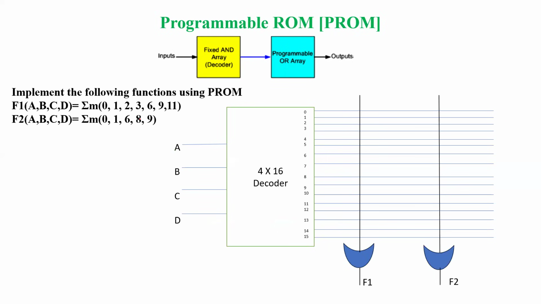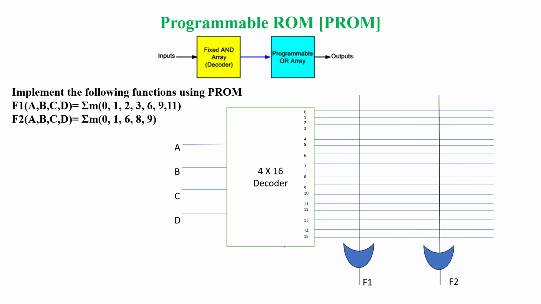Next, we are going to see how to design the programmable ROM for the given Boolean functions. So here I have considered two functions f1 and f2. Those are of four variables. And we know that in case of PROM, the first section is a fixed AND array, so that we can design with the help of a decoder. And second part, we have a programmable OR array. So first we'll see how to design PROM with the help of a decoder, and later we are going to see how to design PROM with an AND array also.